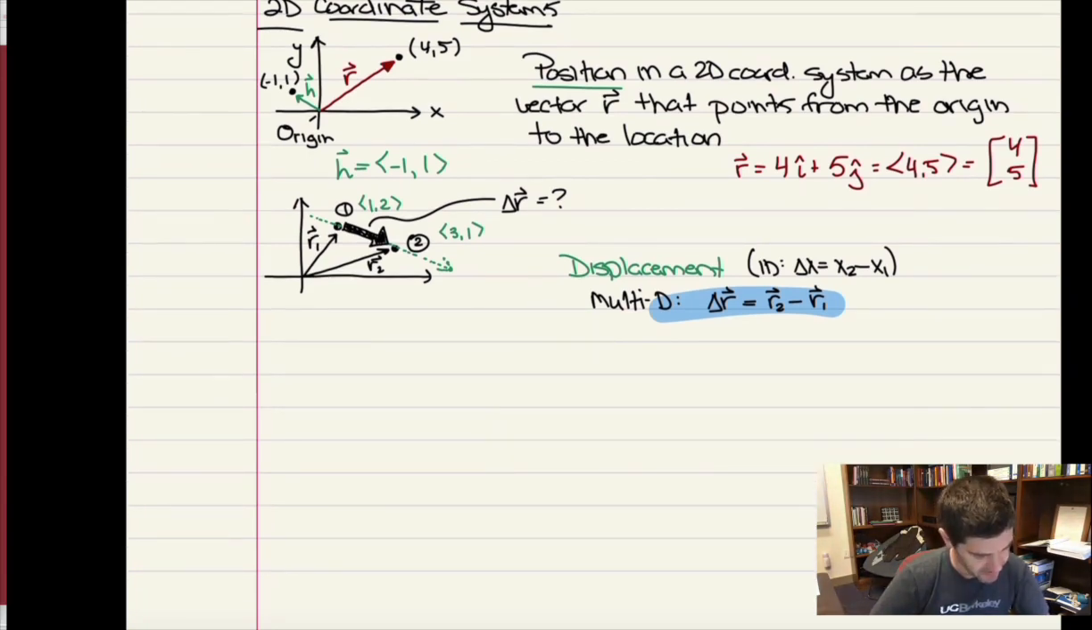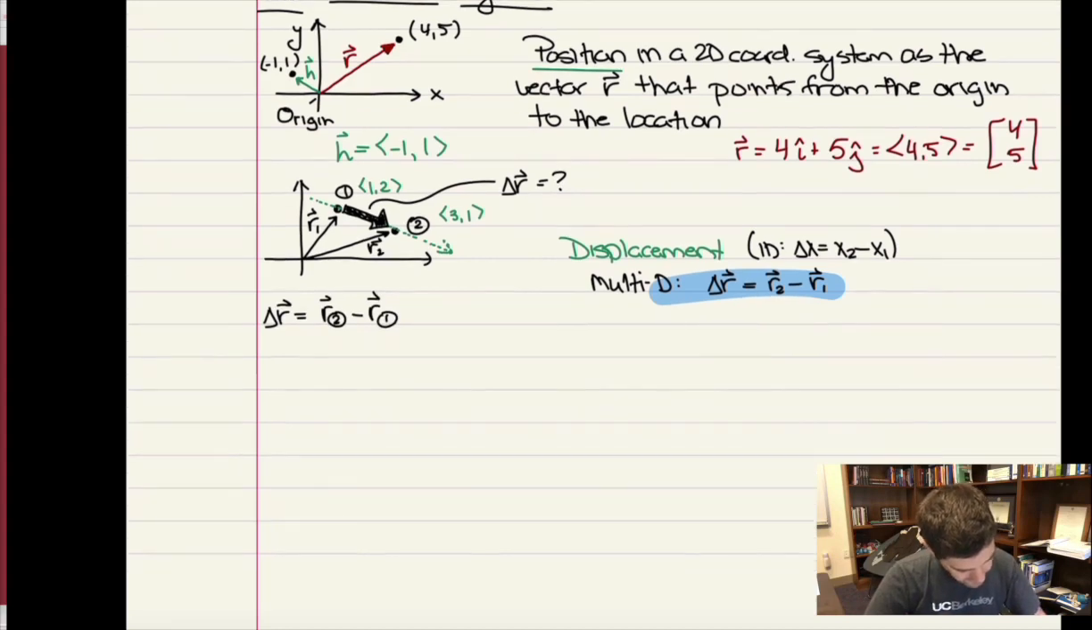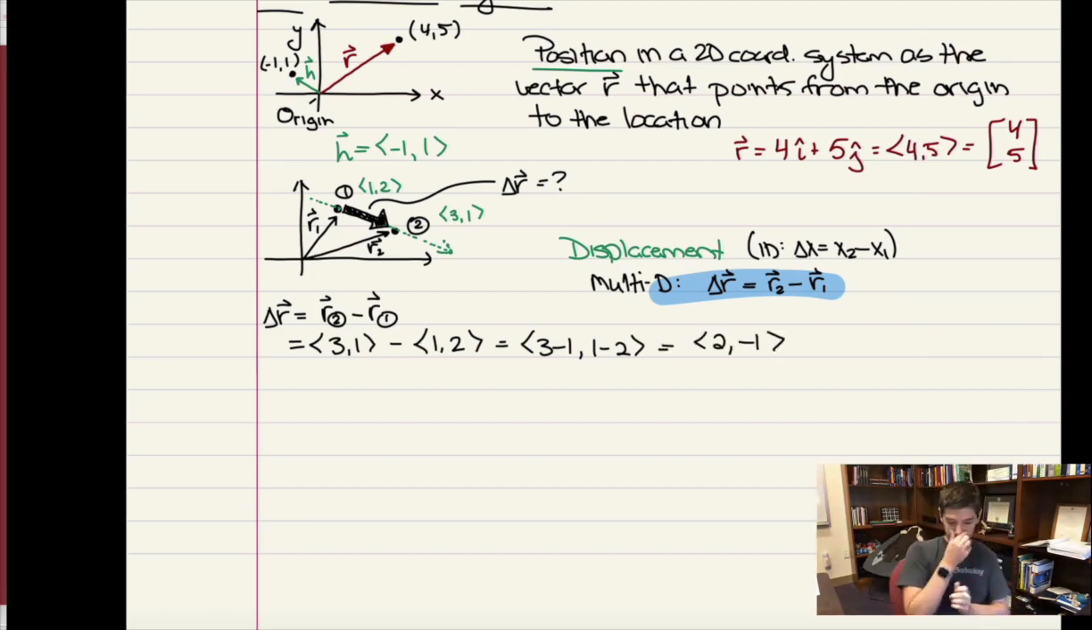So if we go back up to this example here, I start at point 1, I end at point 2. I could ask what my displacement is. I could say my displacement in this case is r at point 2 minus r at point 1. R at point 2 we said was (3, 1), minus r at point 1, which we said was (1, 2). You subtract vectors by subtracting the components. So then this becomes 3 minus 1, 1 minus 2. This becomes then (2, -1). It defines your displacement vector.